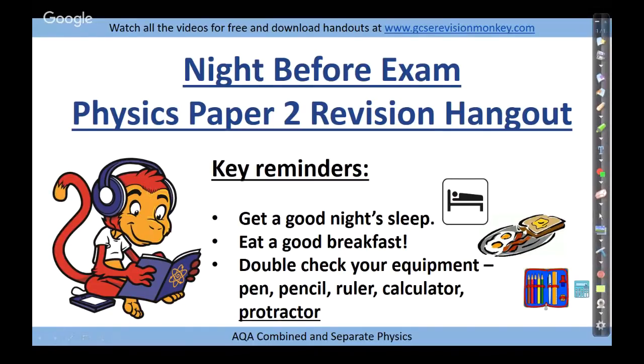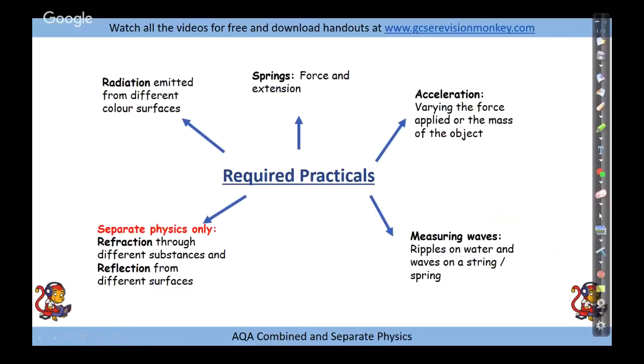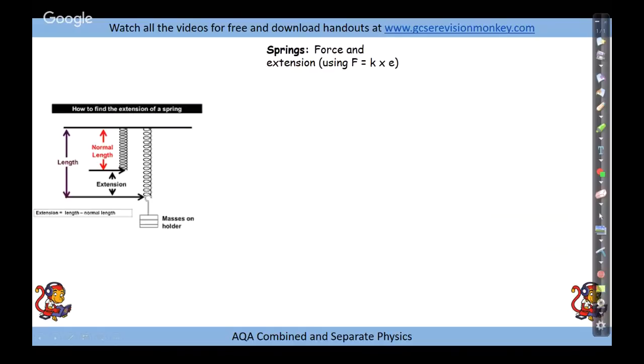Okay, let's make a start then. So I'm going to start with the required practicals, okay? There's 5 required practicals if you're a separate scientist, 4 if you're a combined scientist. So we're going to start with the springs required practical. They love asking questions about these. So what's the required practical about then?